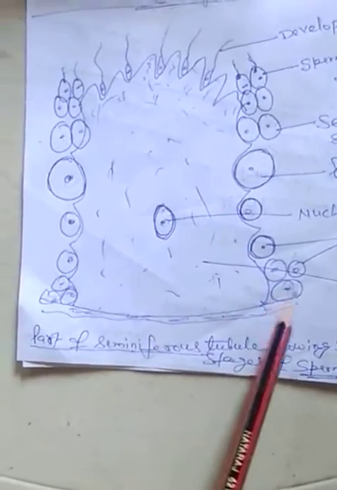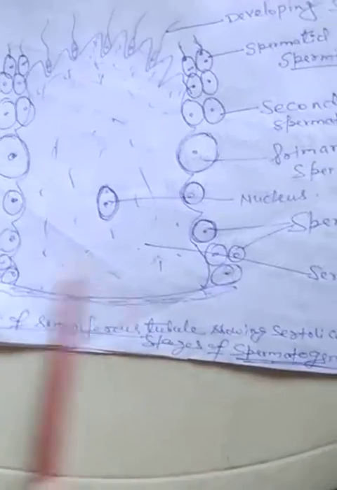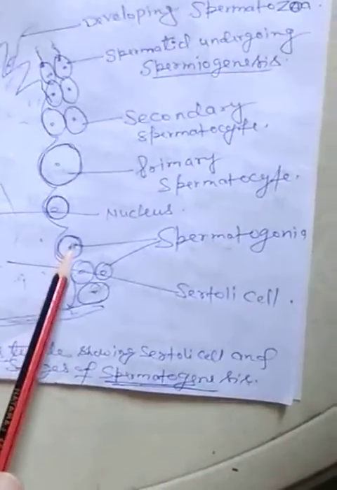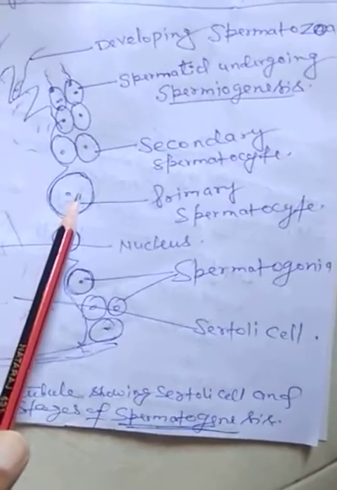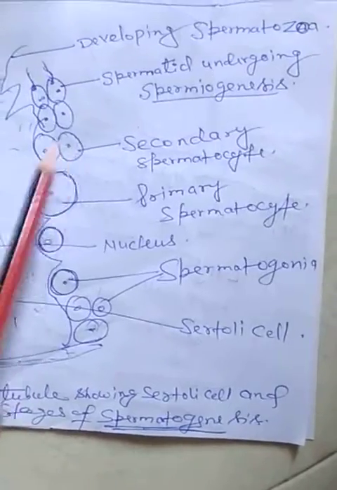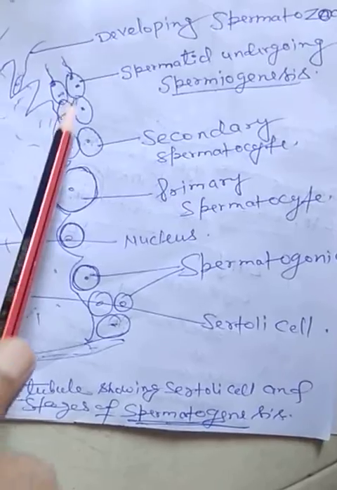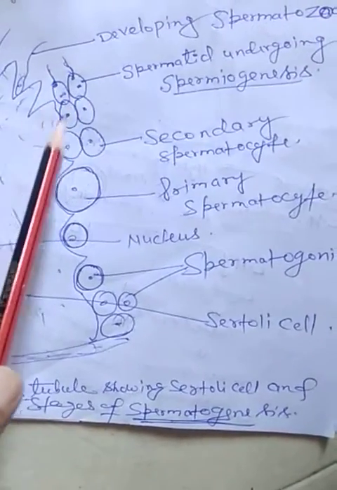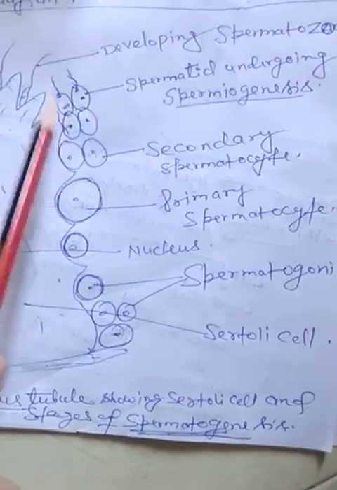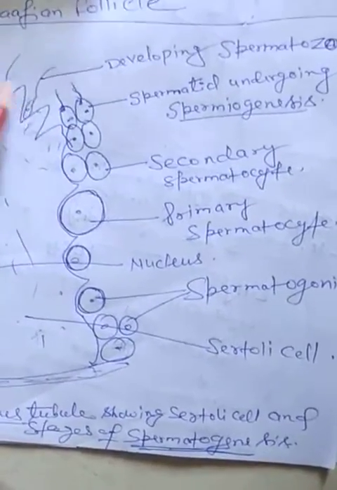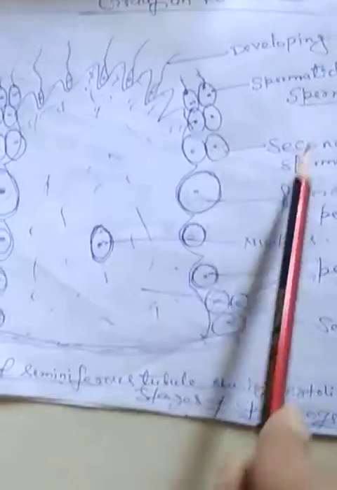So here we see that these are the germ cells, this is the Sertoli cell, and these germ cells divide by mitosis to form many spermatogonia. Spermatogonia grow to form primary spermatocytes. Primary spermatocytes divide by first meiosis to form secondary spermatocytes. Then secondary spermatocytes divide by second meiosis to form the spermatids, and then spermatids transform or differentiate to form the spermatozoa, and this process is called spermiogenesis.